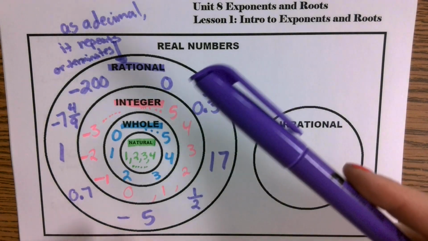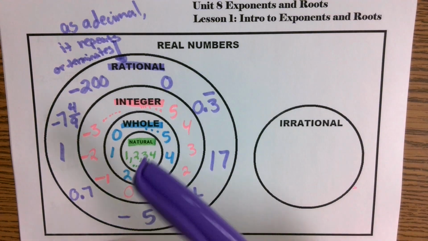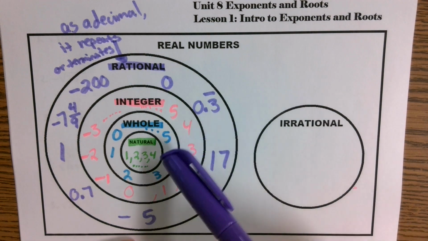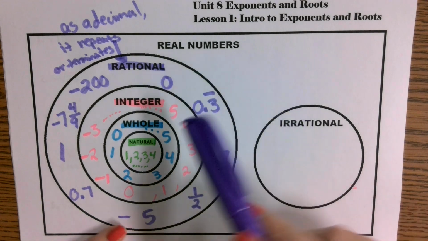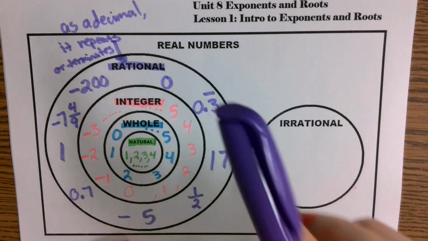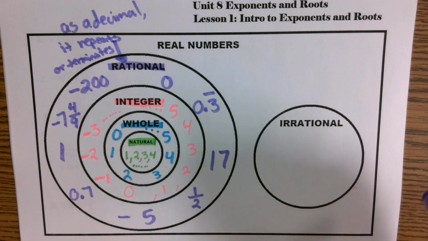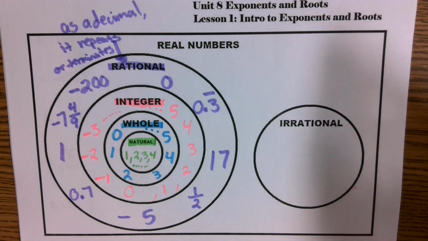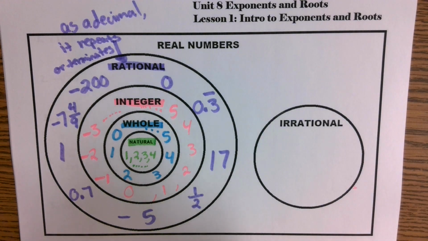So rational numbers include our natural numbers. Rational numbers include our whole numbers. Rational numbers also include our integers, but rational numbers have one extra special thing about them. They can also be decimals and fractions as long as they repeat or terminate.